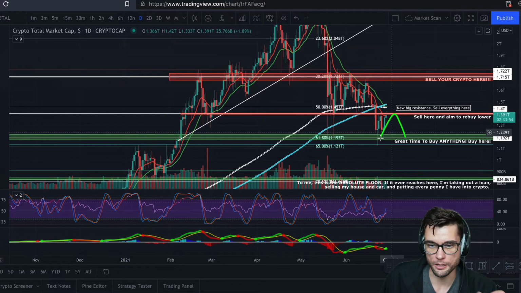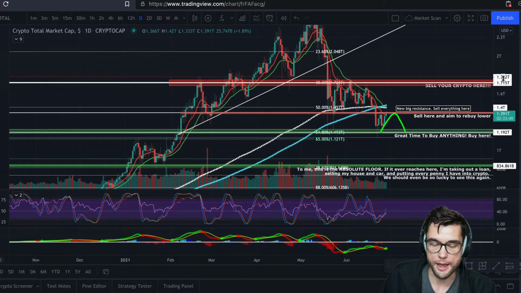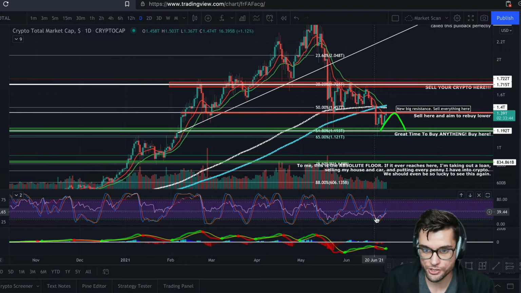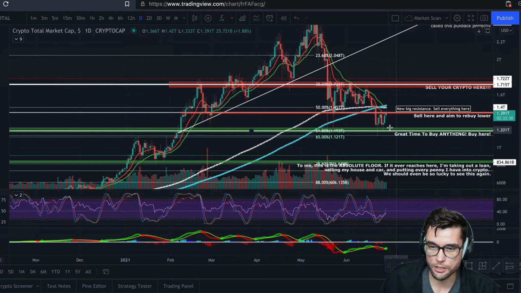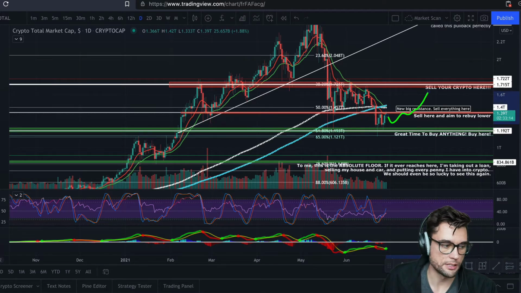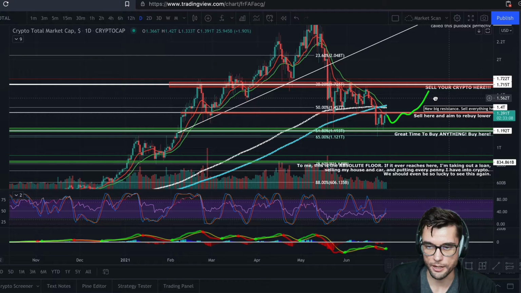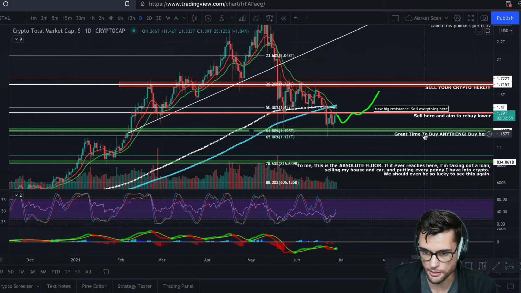So it bounced from here. That's what I said it was going to do. I said it was going to bounce from there. And now, shoot, I might just go ahead and sell everything I have, to be honest. I don't think it's going to come back down here. I think it's going to do this. Something like that. That's what I think it's going to do. Great time to get out of the market right now. Great time to buy anything right here.